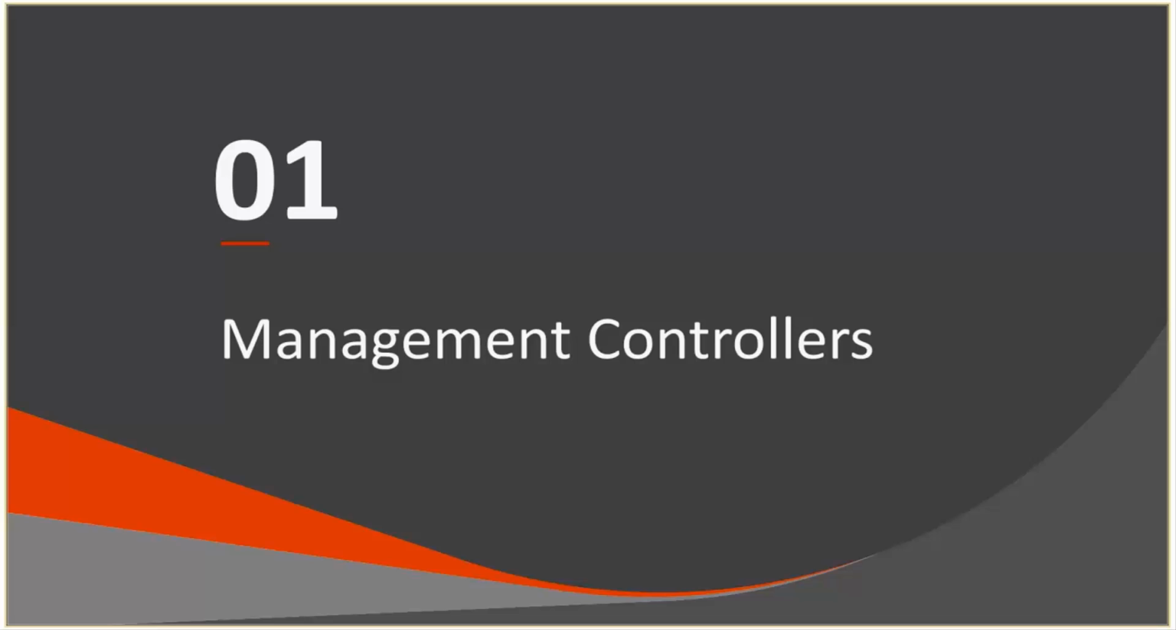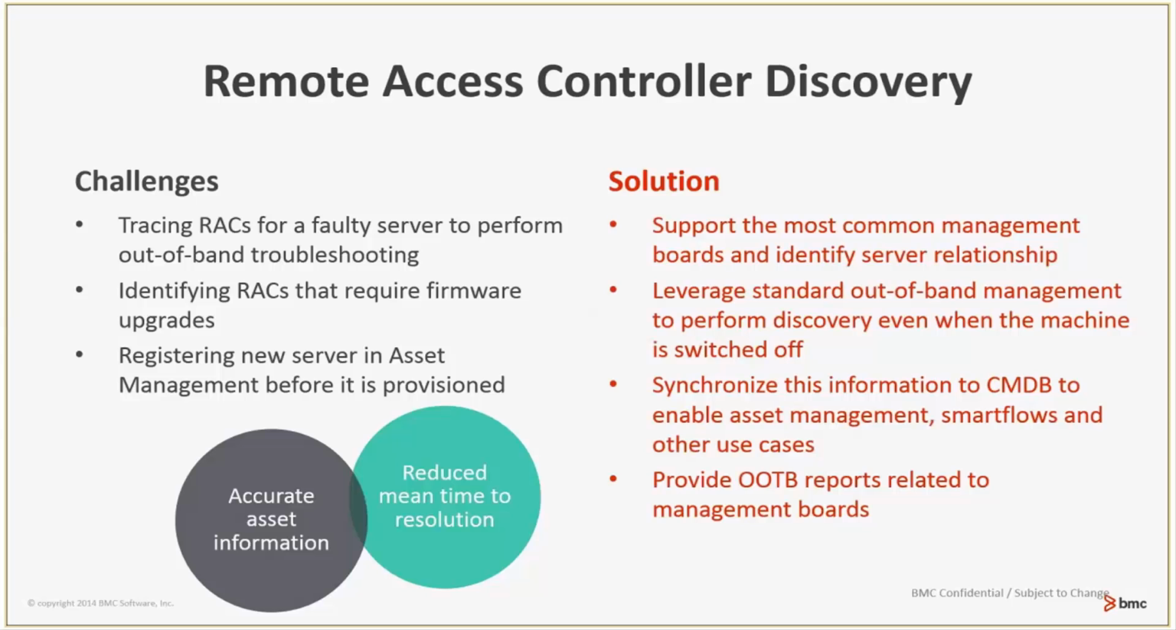The first new feature we'll talk about is management controllers. These are remote access controller and integrated lights-out management cards, which ship with pretty much every server to enable out-of-band management. We've enhanced discovery to provide detailed information about remote access controllers and integrated lights-out management, including the relationship to the server in which the controller card is installed. This makes out-of-band troubleshooting significantly easier by enabling you to quickly find the remote access controller card for a faulty server. And it takes the arduous task of tracking down remote access controller cards which require firmware updates and makes it a snap. A fun fact, with this capability you can even run discovery when a server is turned off.